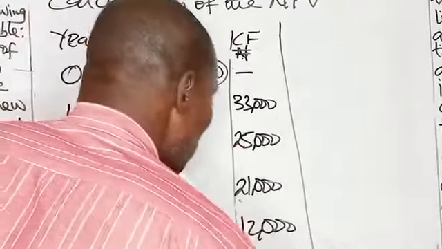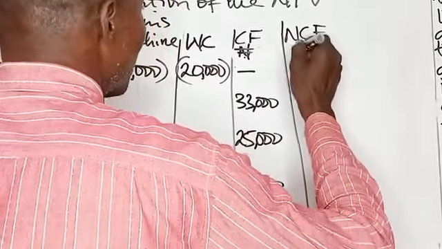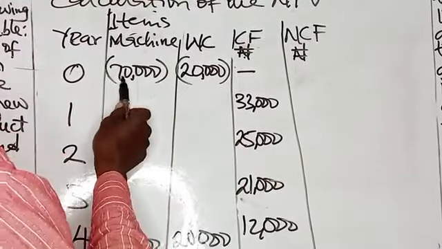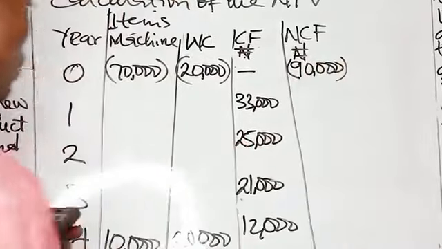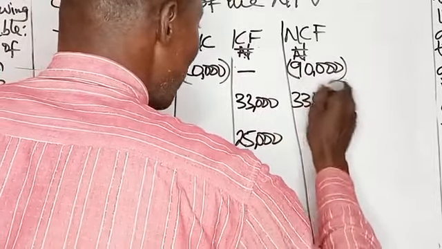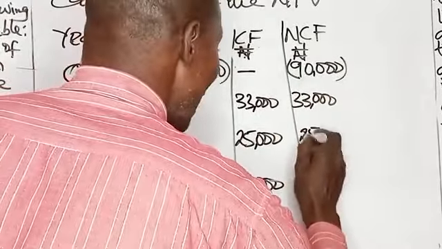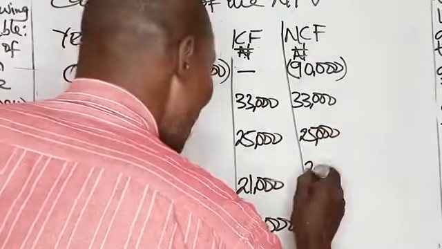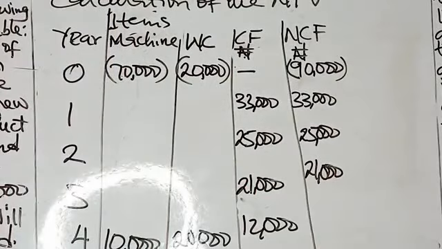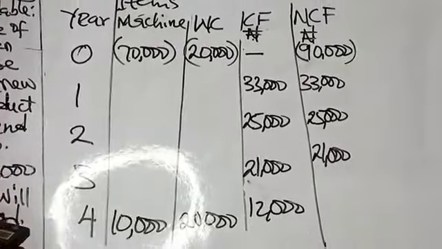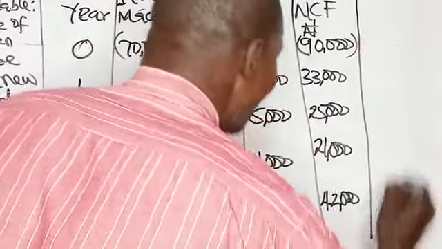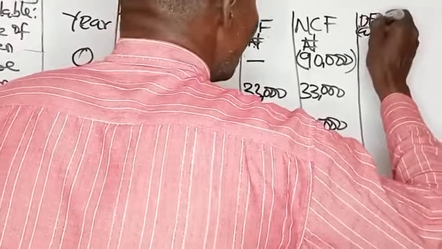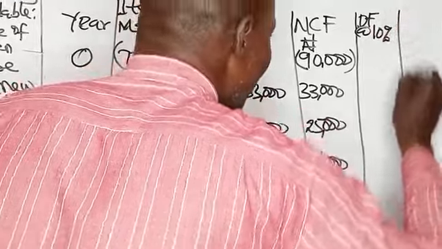So our net cash flows: minus 70,000 plus minus 20,000 will be minus 90,000. That is the outlay of 90,000. You have 33,000 as cash inflows in year 1, 25,000 in year 2, 21,000 in year 3. In year 4, 10,000 plus 20,000 is 30,000, plus 12,000, that is 42,000. Then the discount factor at the cost of capital you are given is 10%.